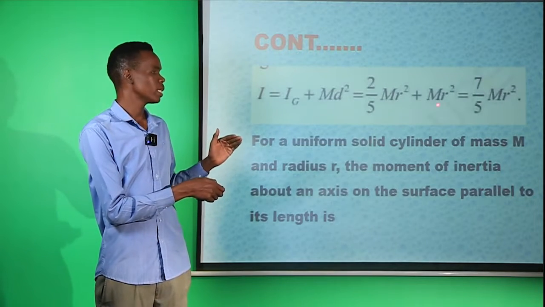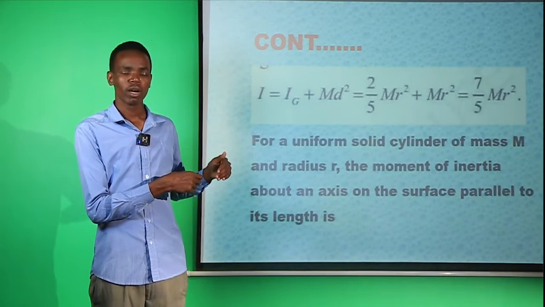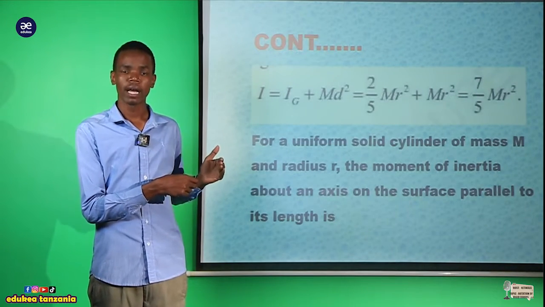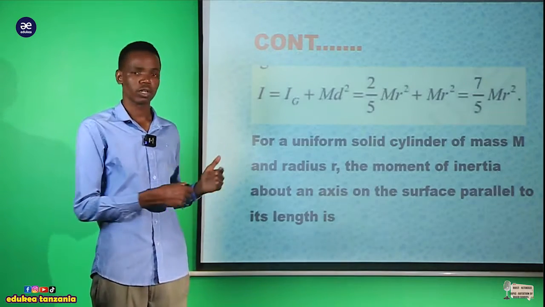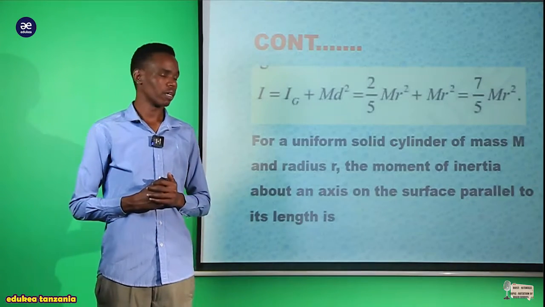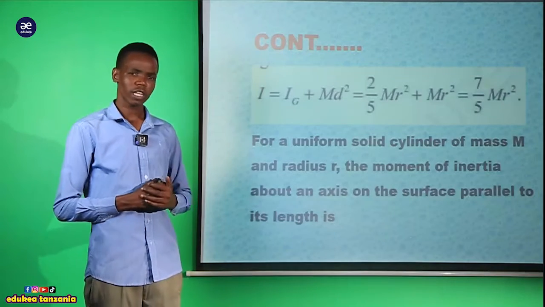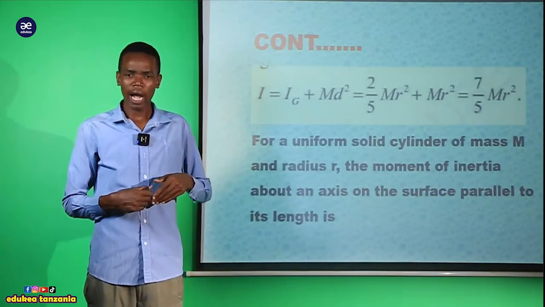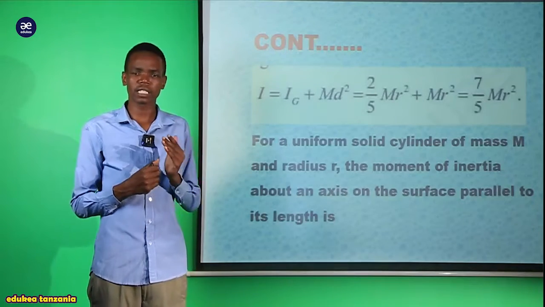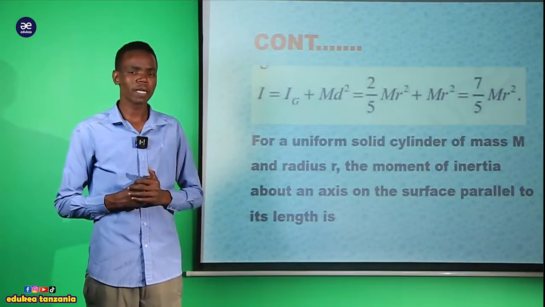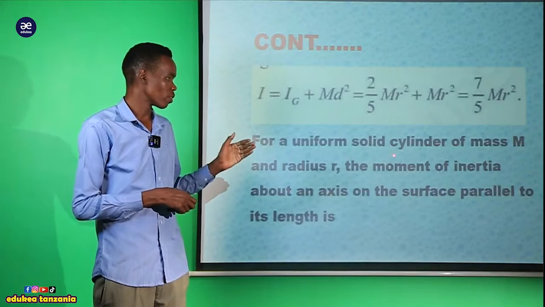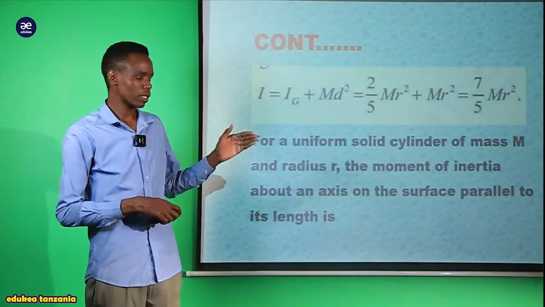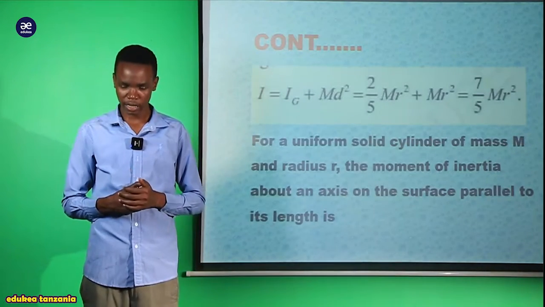So this will be the moment of inertia using the parallel axis theorem, which is equal to 7/5 mr square. After this one, let us look at a uniform solid cylinder. This parallel axis theorem is very applicable for the solid cylinder, which contains the mass m and also the radius r.